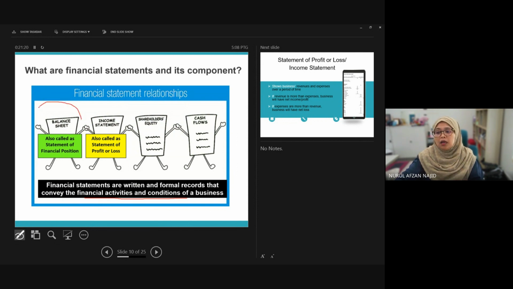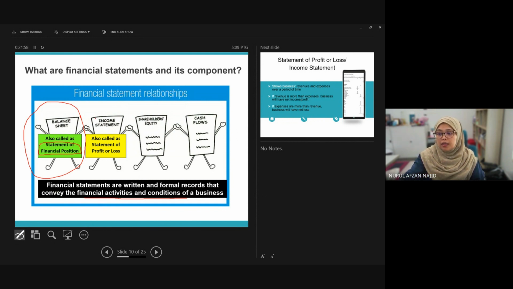Yang pertama, dulunya dipanggil sebagai balance sheet, ataupun kalau you pernah belajar account dalam form 5 ataupun dalam peringkat sekolah, dia panggil sebagai kunci kira-kira. Dan untuk standard yang terbaru, kita perlu menggunakan nama dia statement of financial position. Kita akan tengok aset dia banyak mana, liability dia banyak mana, honest equity dia ada ke tak. So dipanggil sebagai statement of financial position.